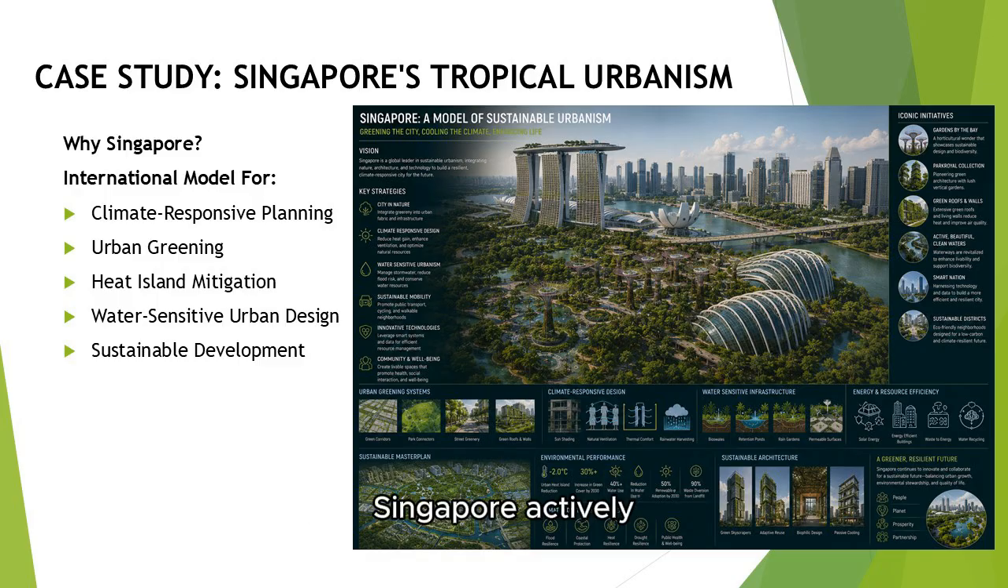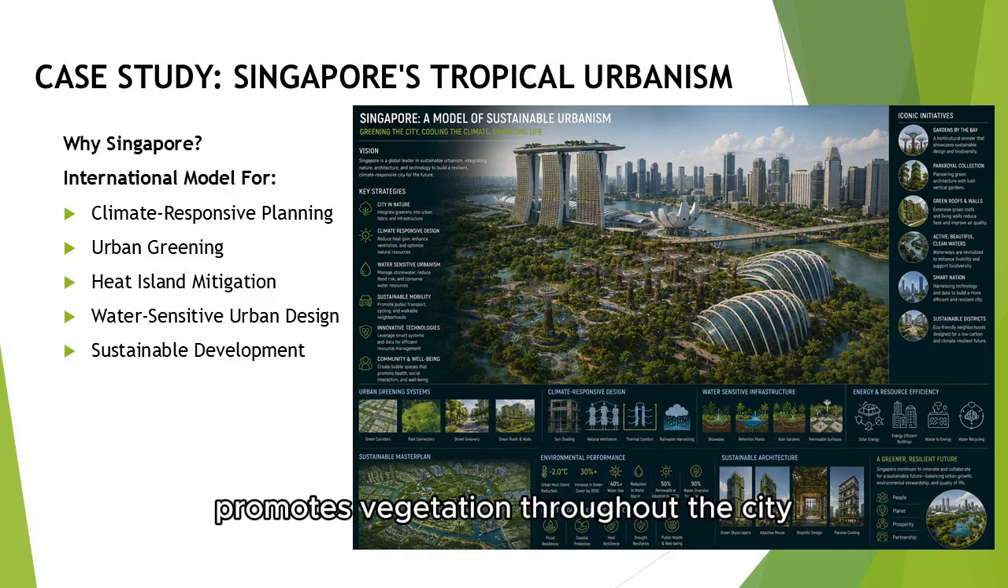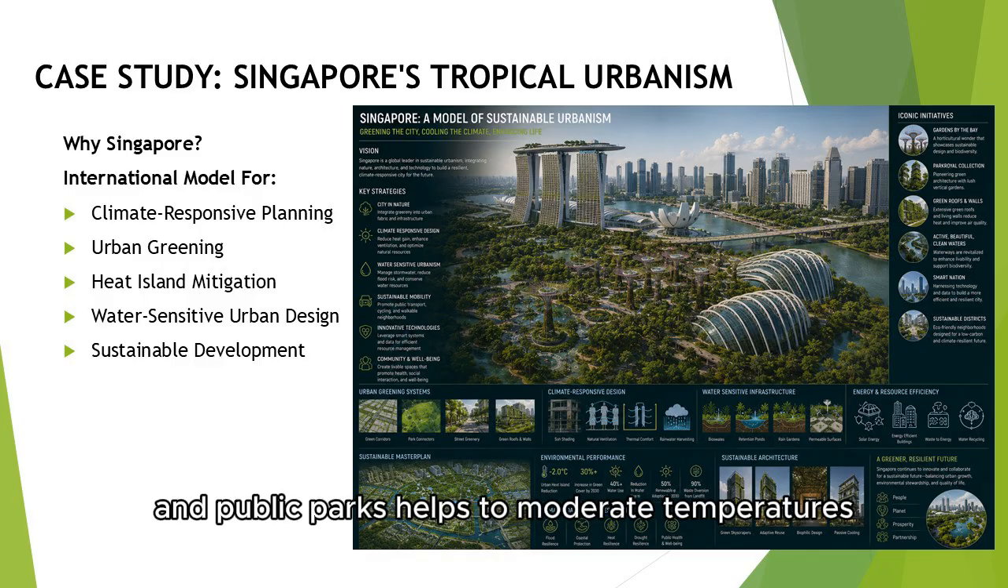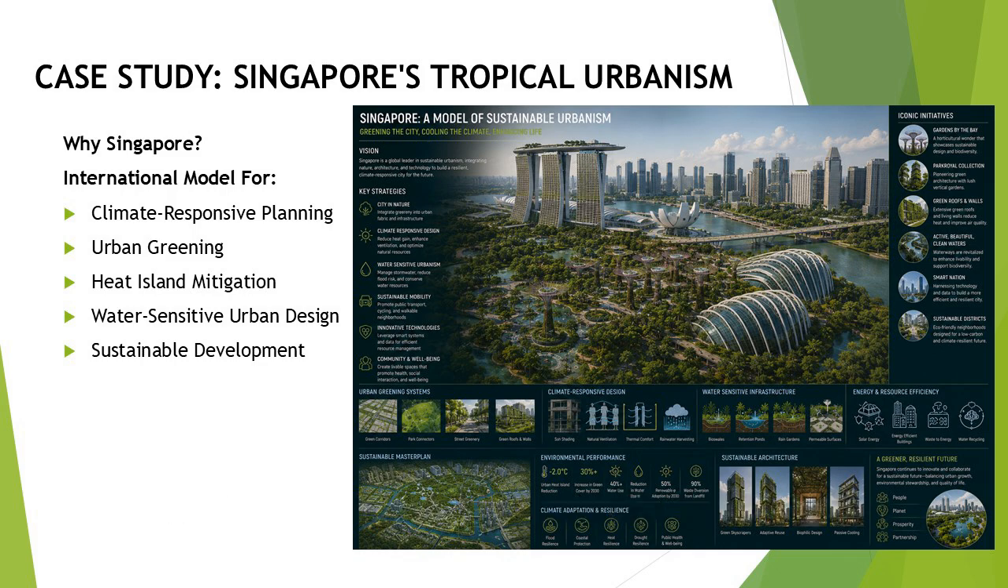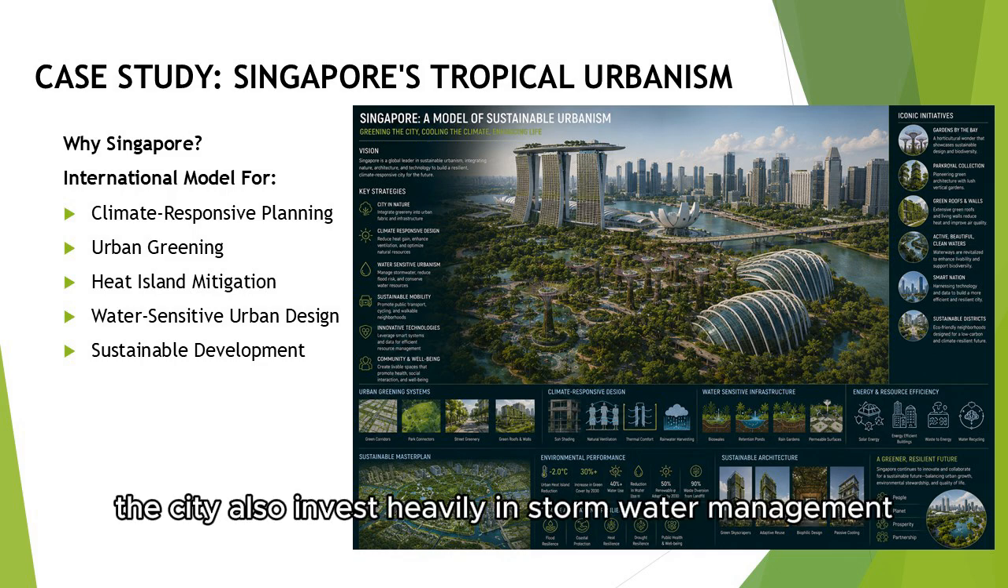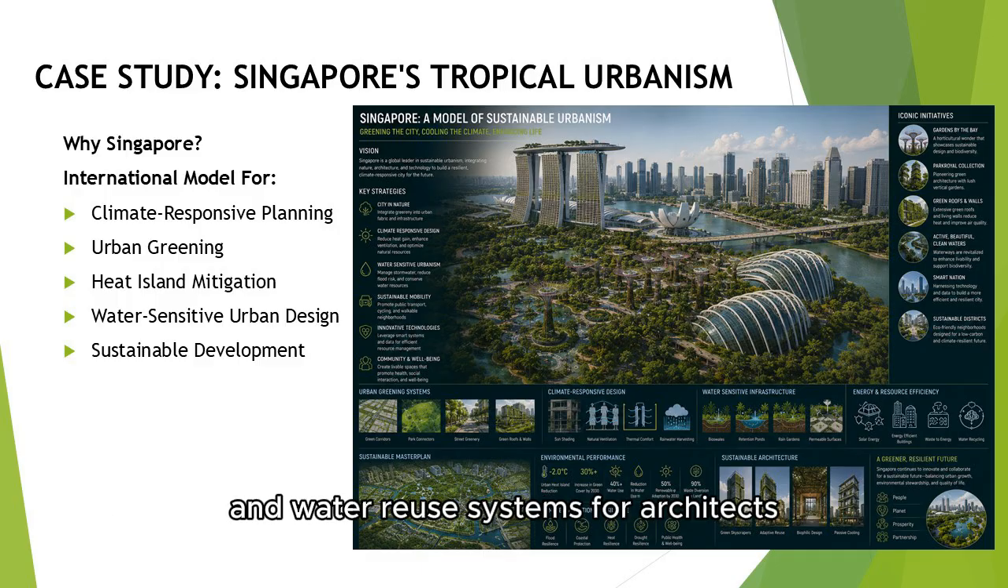Singapore actively promotes vegetation throughout the city. Green roofs, vertical gardens, urban forests, and public parks help to moderate temperatures. The city also invests heavily in stormwater management and water reuse systems.